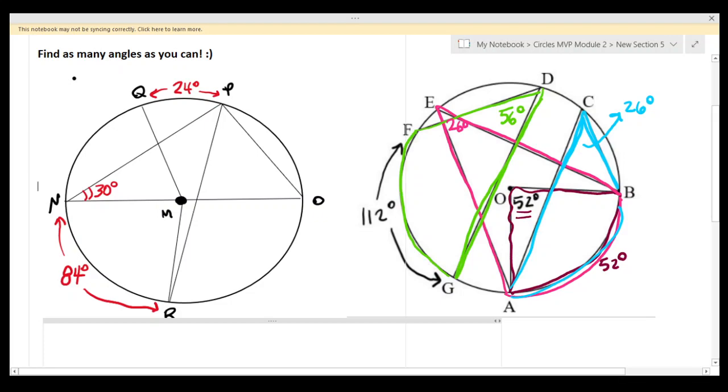Hey mathletes, so this question is going to be a little challenging, but we're going to get through it, I promise. Now, when you get these crazy looking questions, the first thing you want to do is start with the information they give you.